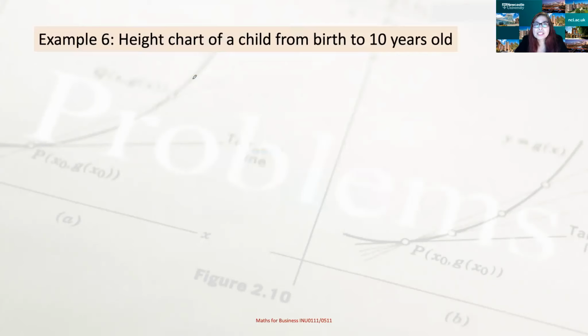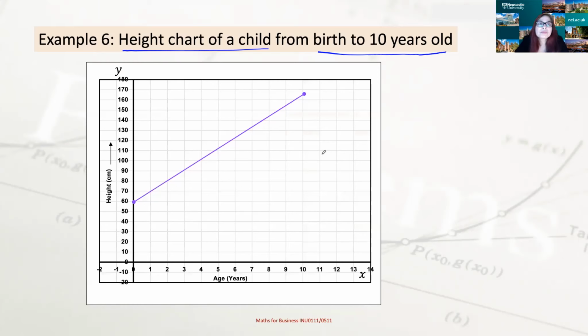Okay, let's see this example. I have a height chart of a child from birth to 10 years old. Let me show you the chart, yeah? Look at that, from birth to 10 years old. I'm not showing all the data points in between for each age. On the x-axis, I have age. On the y-axis, I have height of the child. This is just an example to show you, okay? May not be the true height of a child, yeah?